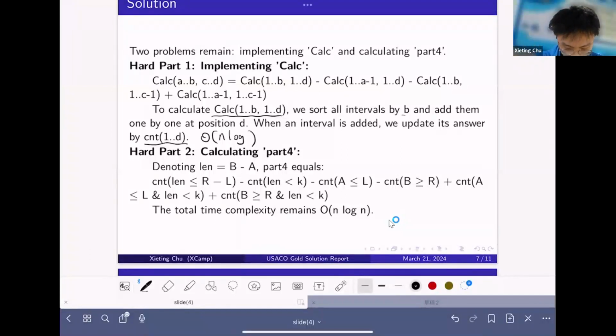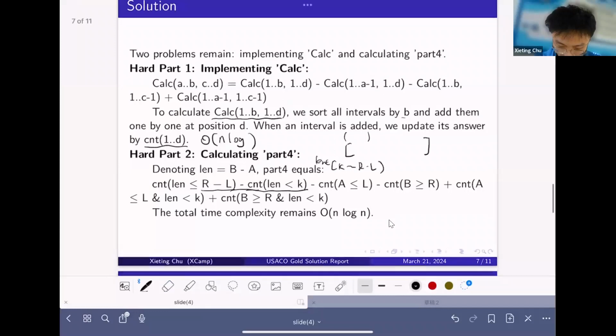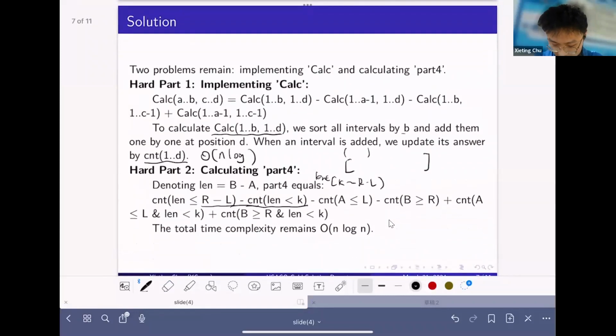First, we count the number of intervals that have length less than R minus L. Then we subtract the number of intervals with length less than K. Now we have all the intervals with length from K to R minus L. Then we subtract the intervals with left position less than or equal to L, because we only want to count the intervals that are totally inside L and R. So we first subtract those with left position less than L, then we subtract those with B greater than R, for the same reason.